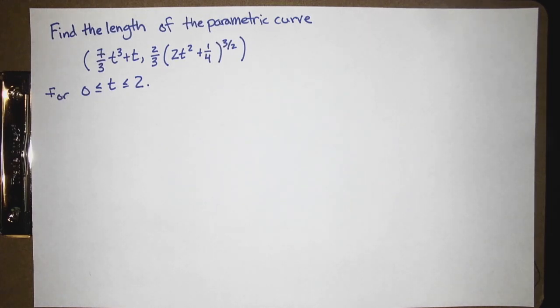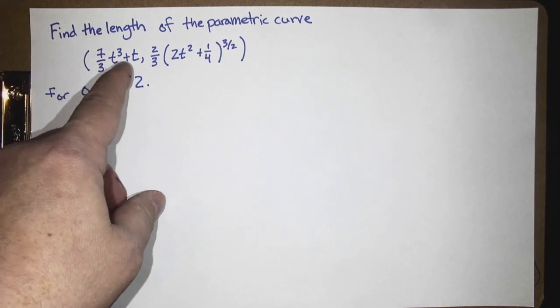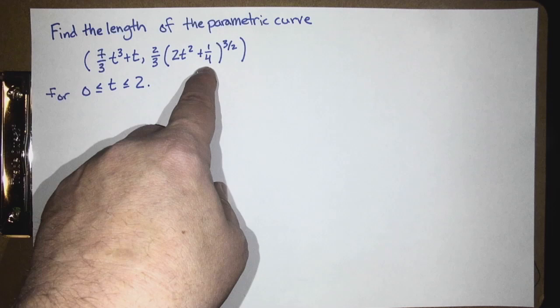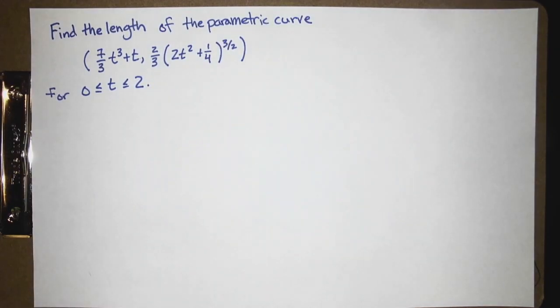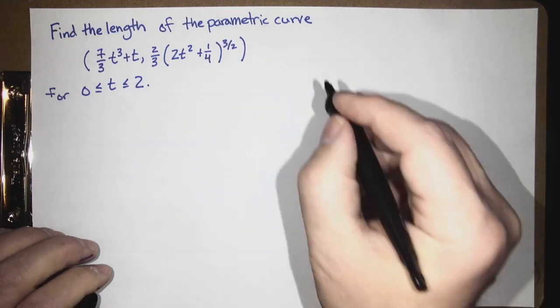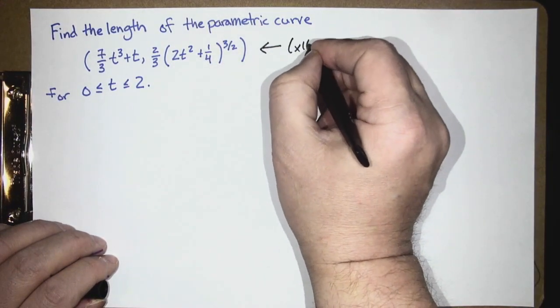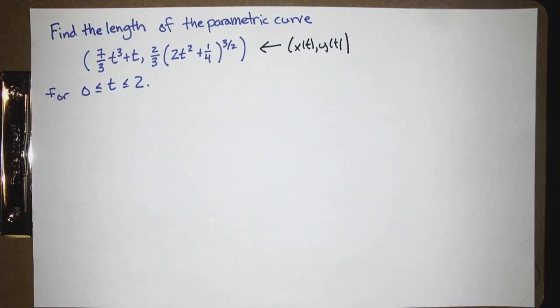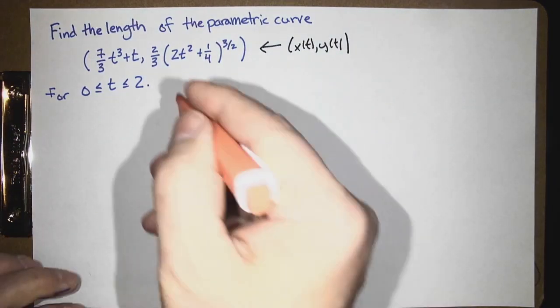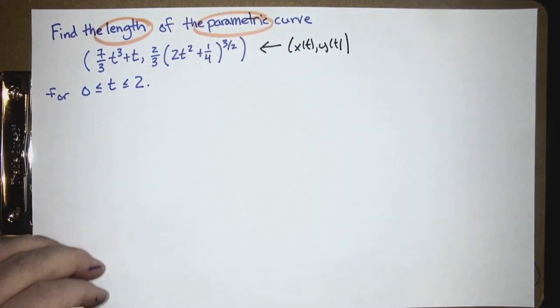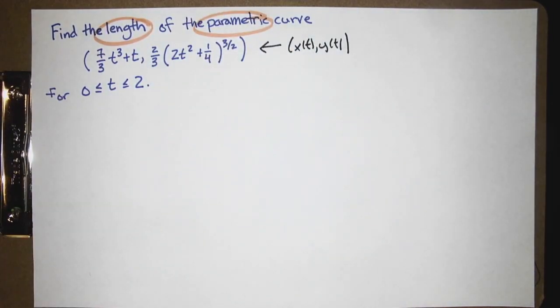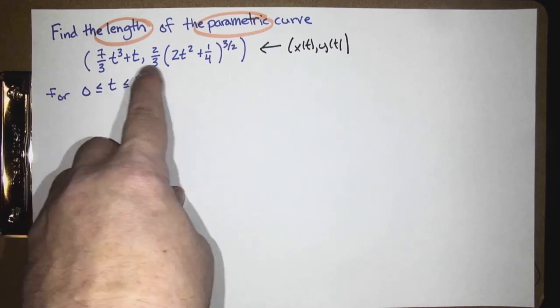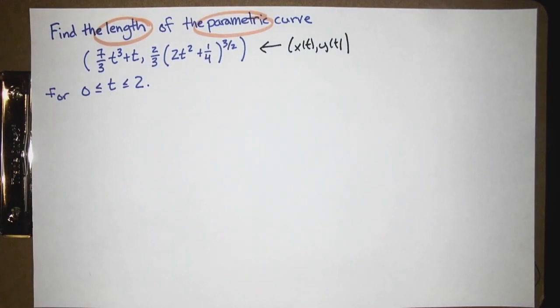So find the length of the parametric curve, and then we have 7/3 t cubed plus t, 2/3 times 2t squared plus a quarter to the 3/2, and we're going from 0 up to 2. As we look at this problem, there's a couple of clues that we see here. We're learning to read these problems. Things like length and parametric are big clues that we're going to do length of a parametric curve. So that helps us get to the right formula. Now, even if it hadn't said parametric, how would we know that this is parametric? You see t's. When you see t's, it's like, parametric.